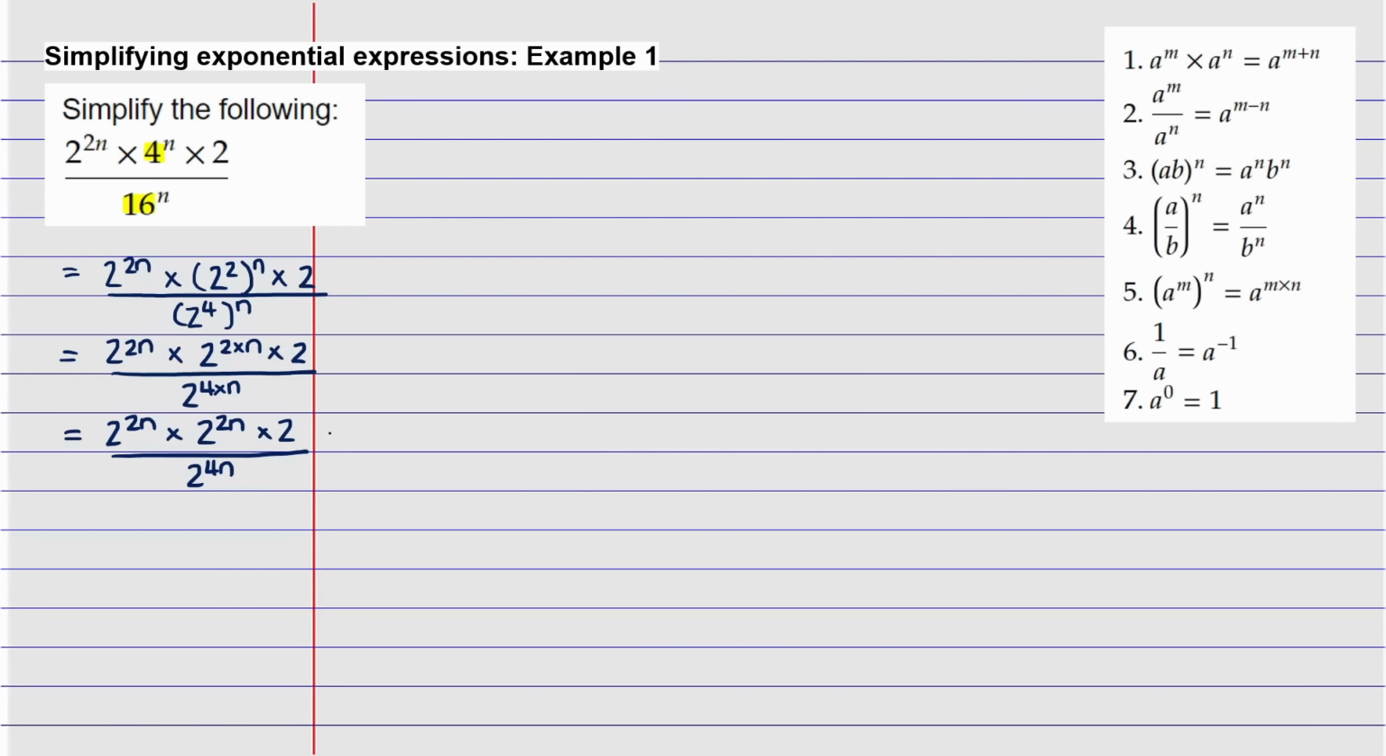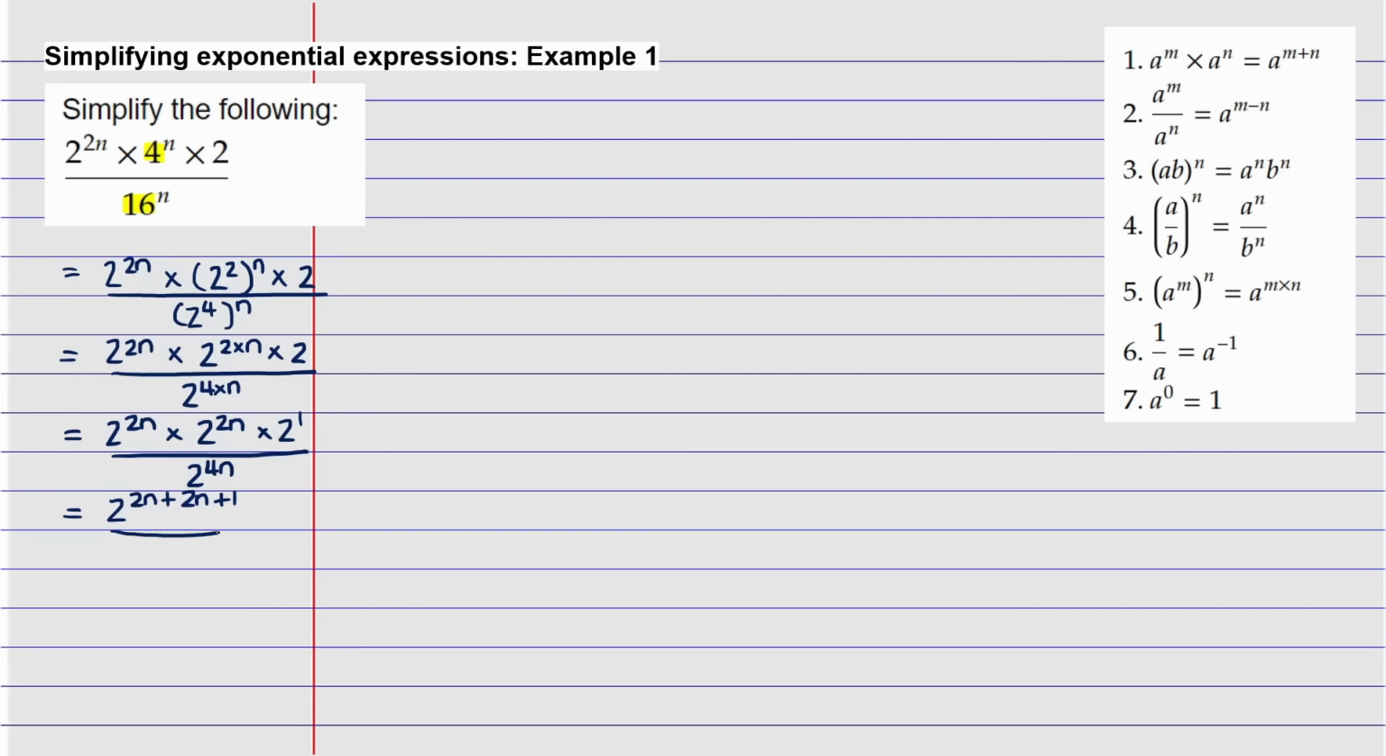So the first thing we're going to do in the numerator, because there are multiple terms and we just want one term, is use law number 1, because the bases are the same and everything is multiplying, so I can add the exponents. So this is going to be 2 to the power 2n, plus 2n, then plus 1. Remember, this 2 is the same as 2 to the power 1, so it's going to be plus 1, right?